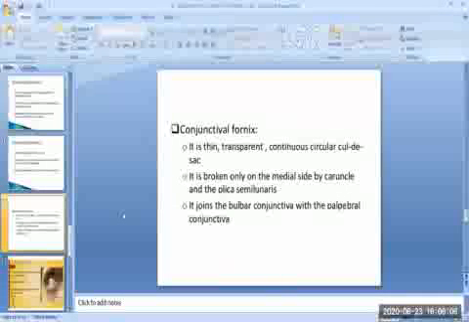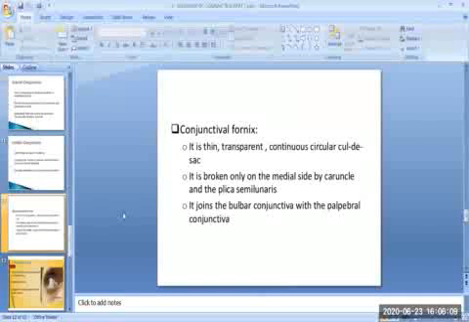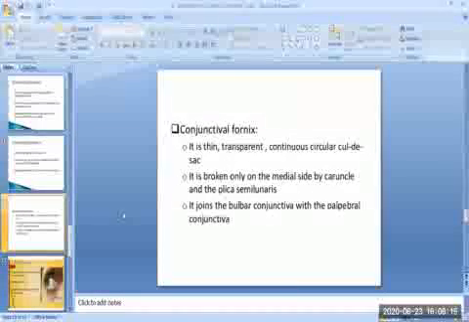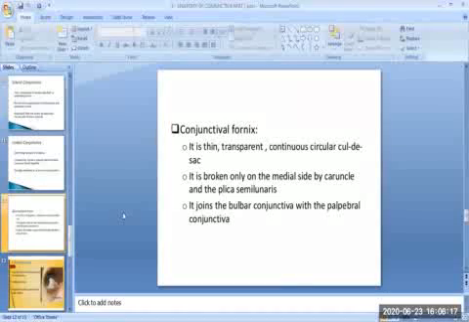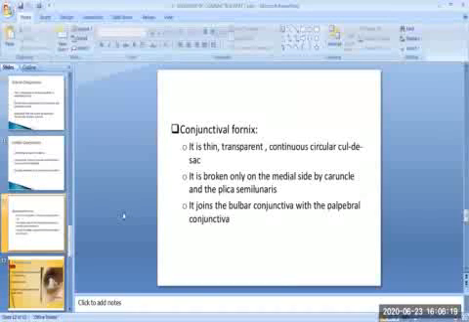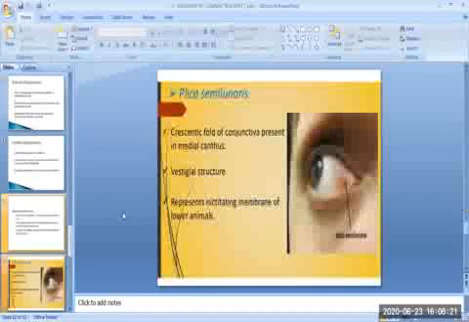And what is the conjunctival fornix? It is a thin, transparent, continuous circular cul-de-sac. It is broken only on the medial side by the caruncle and the plica semilunaris. It joins the bulbar conjunctiva with the palpebral conjunctiva.